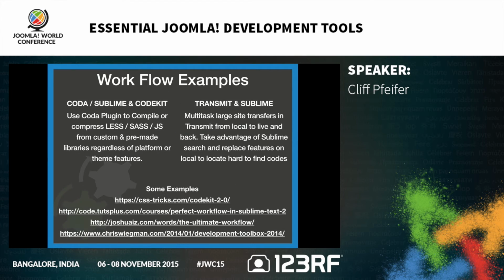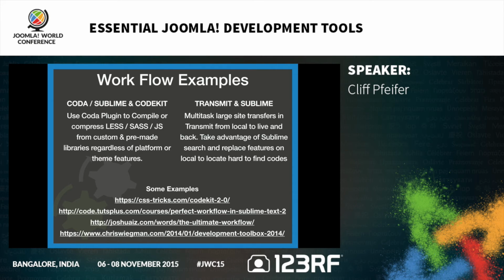So, some workflow examples. Coda and Sublime both have a CodeKit plugin. So I use the Coda CodeKit plugin. So when I open a file in Coda from a project that I'm using CodeKit with, it automatically opens CodeKit. So I save something, it compiles it, and then I can use all my libraries, and that's pretty much what I just said. Transmit and Sublime is kind of what I was talking about.